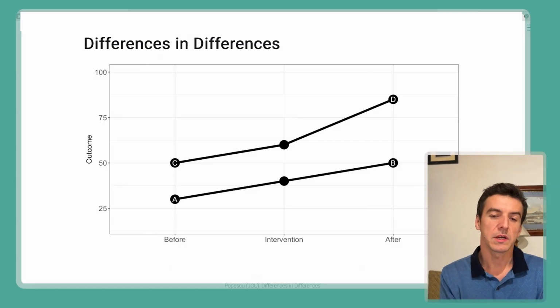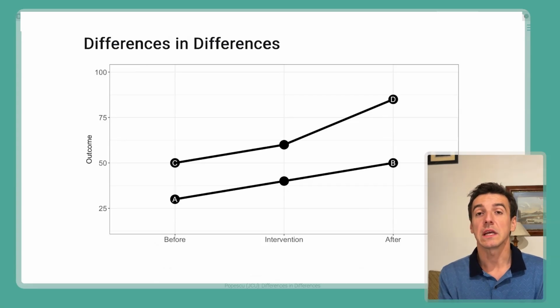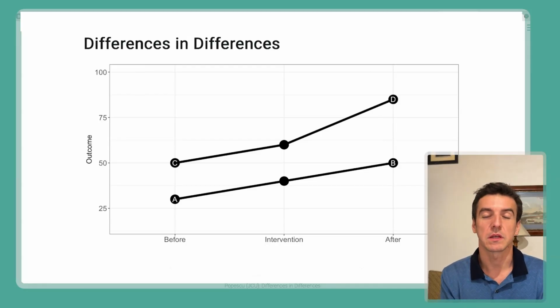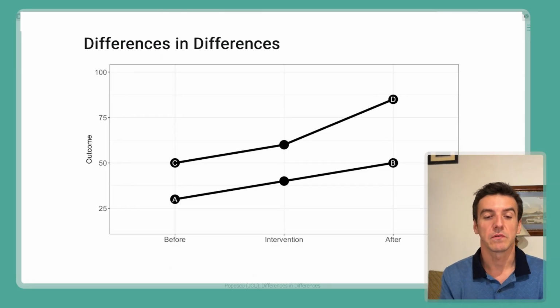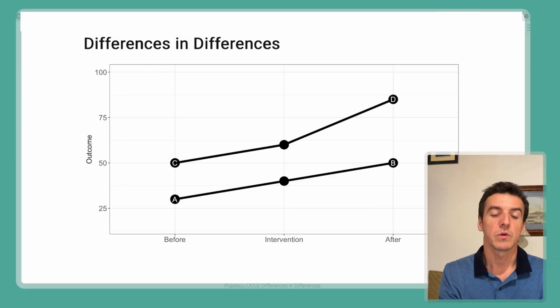So just to visualize this even better, imagine that you have AB. Remember that AB is the control group, so this is the state of Pennsylvania. You have this linearity over time. And what's interesting is that you also have CD, where C represents New Jersey prior to the implementation of the minimum wage law, and D represents New Jersey after the implementation of the minimum wage law. So what you see is an increase in the number of jobs.